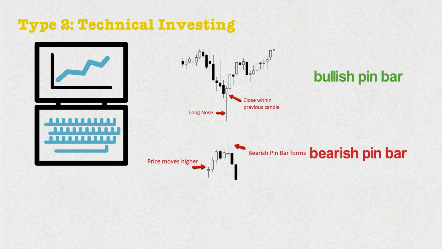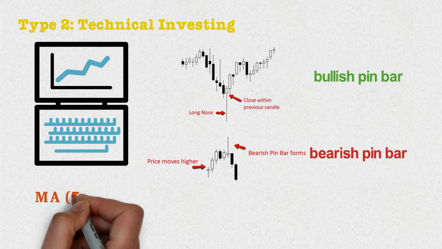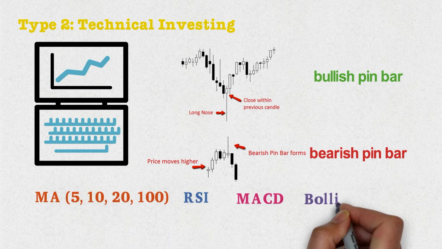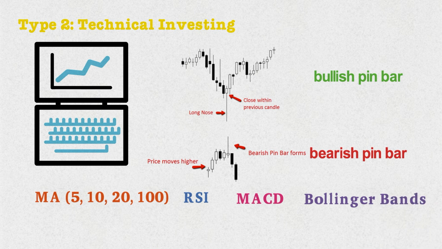Many people combine the analysis of other metrics such as moving averages, RSI, MACD and Bollinger Bands to make better predictions. There are many more technical tools out there to use. If you are interested, please leave a comment below and we can go through them in the next video.